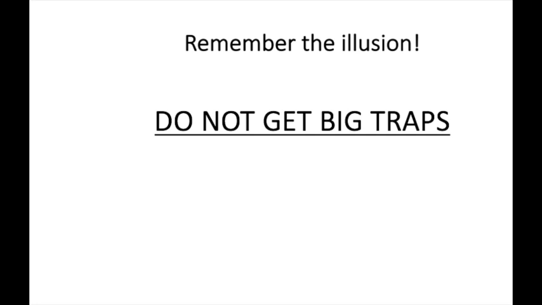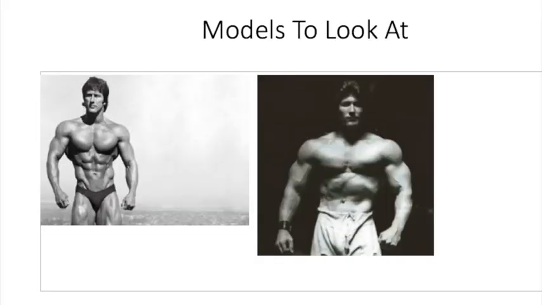Let's talk about some models to look at. All right, so we have Frank Zane on the left, and we have Don Hallworth on the right. Now I want you to take a look at both of them and tell me what you see that is reminiscent. They both have wide shoulders, good symmetry, small waist. I mean, no traps. You see how they have no traps. They don't have massive traps, because I'm telling you, that is what will destroy your symmetrical, proportional, and classic illusion if you have big traps.